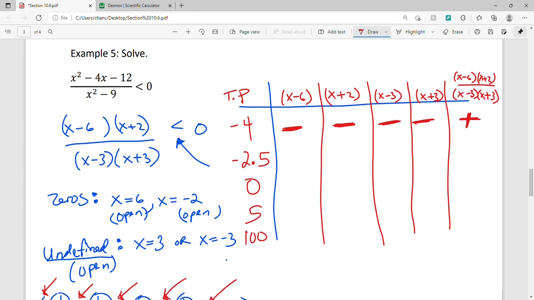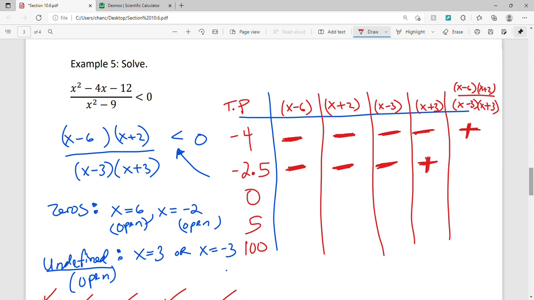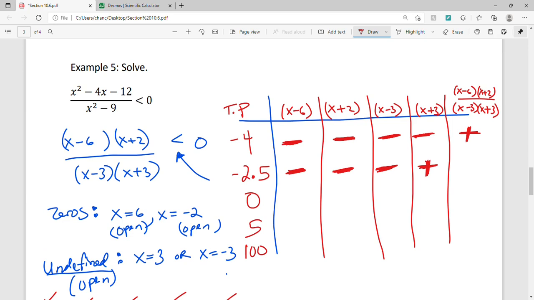If we plug negative 2.5 minus 6, that's a negative. Negative 2.5 plus 2, that's a negative. Negative 2.5 minus 3, that is a negative. Negative 2.5 plus 3 is a positive. And on the right, if we have a negative times a negative divided by a negative times a positive, it gives us a negative overall. That's why we use a sign chart, so we don't have to worry about the actual number. We only care about the sign.